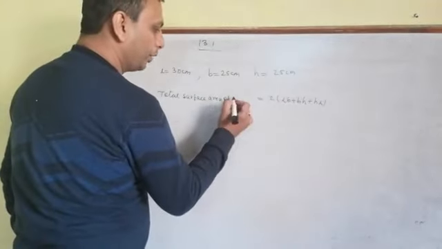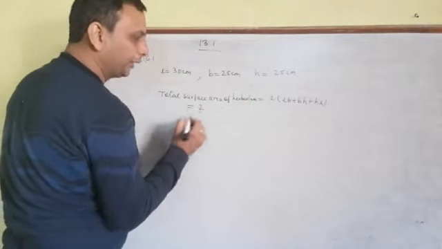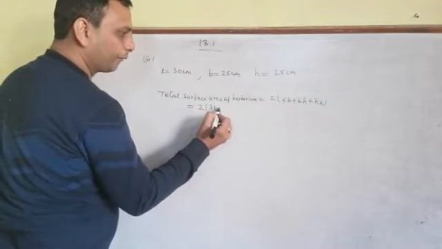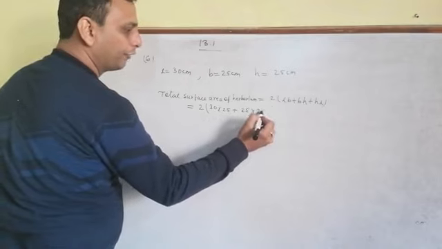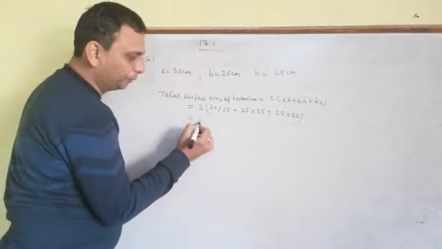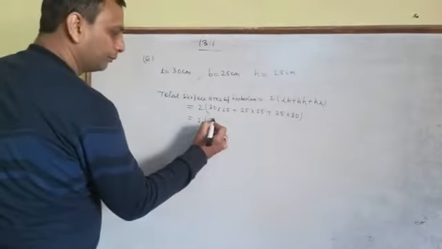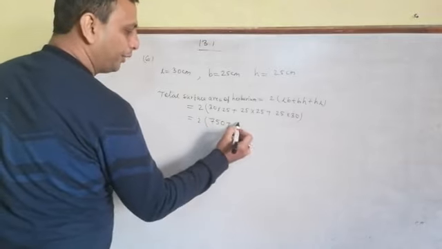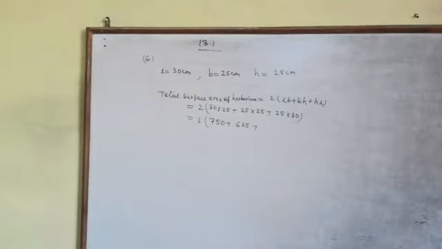Total surface area of herbarium. Put the values in the question. 2 times, length is 30, width is 25, height is 25. 25 multiply 30. 30 into 25 will be 750. 25 into 25, 625. 25 into 30 will be 750. This is the value.